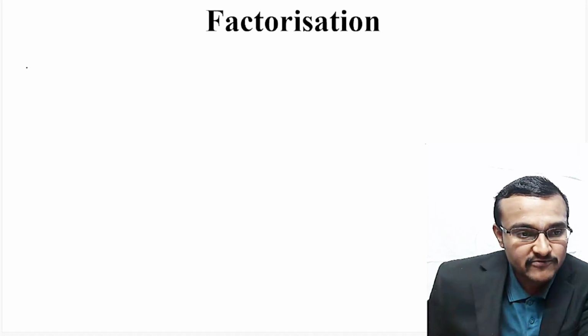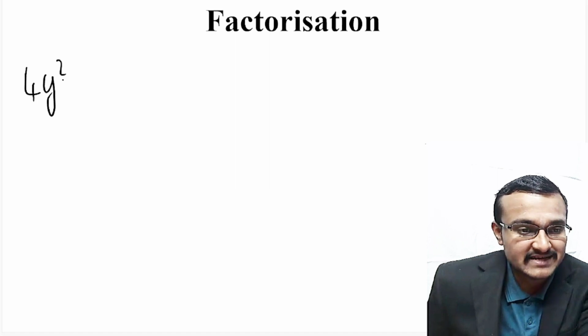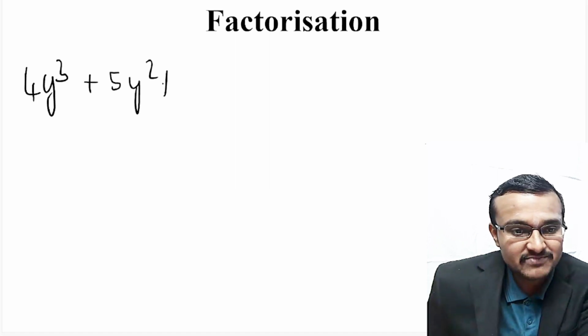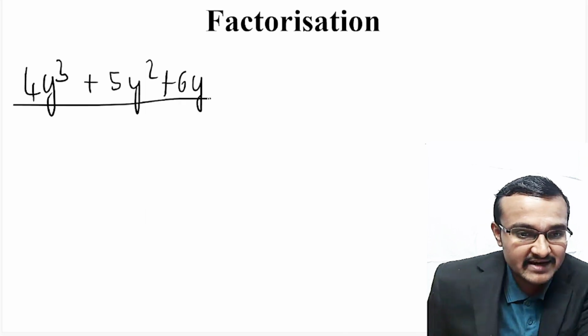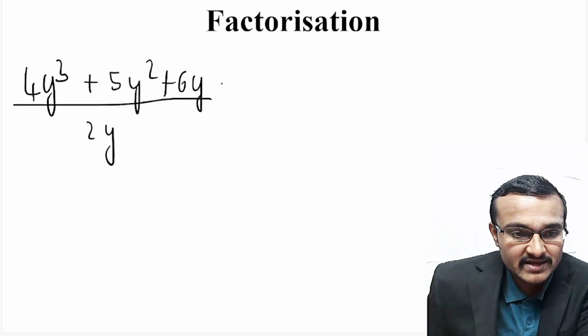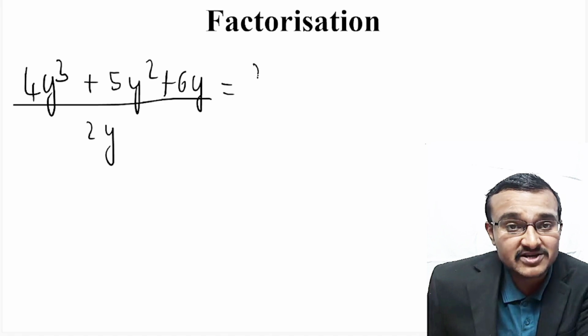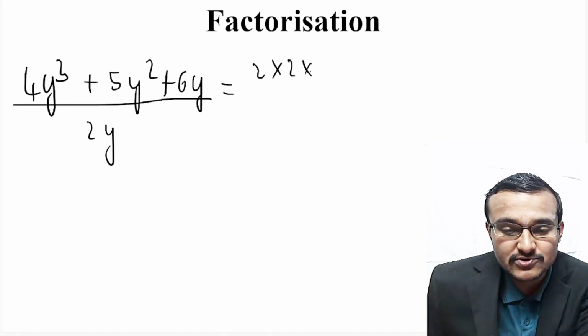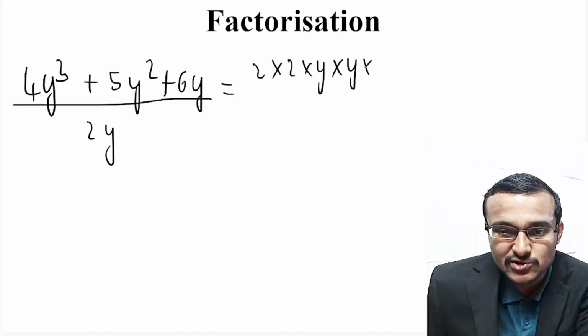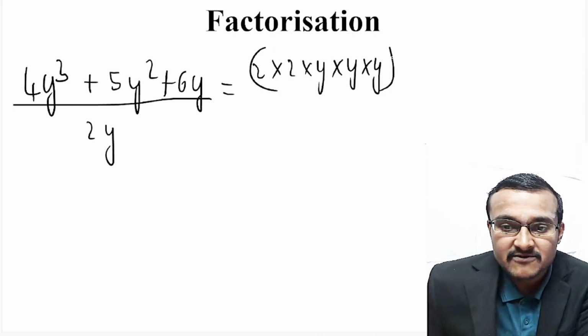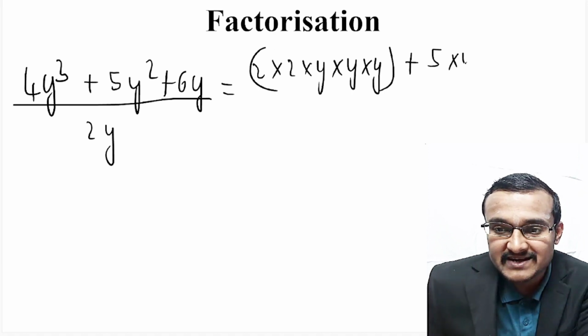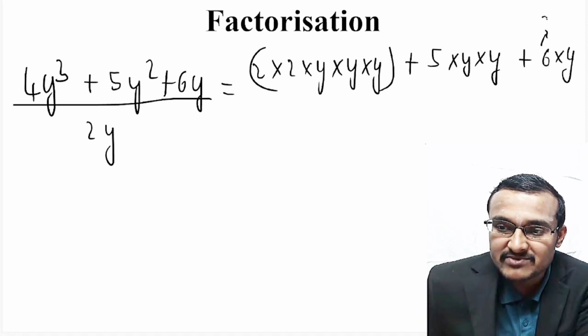So now when you perform division between these two algebraic expressions, that is 4y cube plus 5y square plus 6y divided by 2y, then here I have written this particular algebraic expression as 2 into 2 into y into y into y plus 5y square I am writing it as 5 into y into y plus 6y I am writing it as 6 into y, or this particular 6 can be written as 2 into 3 into y.